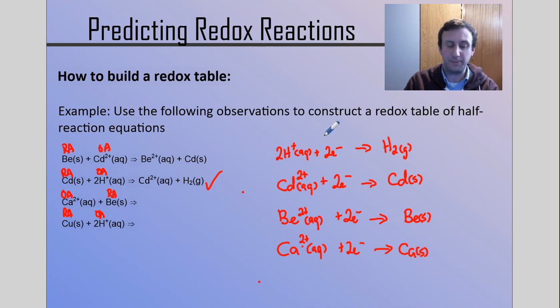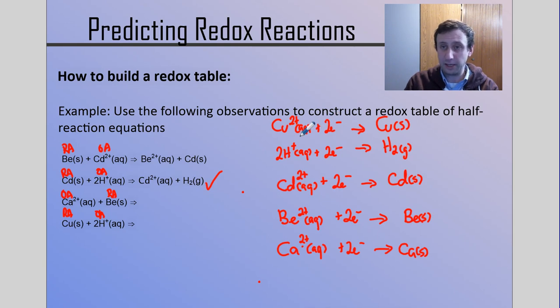So therefore, it must actually be an uphill reaction, non-spontaneous. What that means is that it has to be above hydrogen. So copper needs to be somewhere right here. Cu2 positive aqueous plus 2 electrons gives me copper.